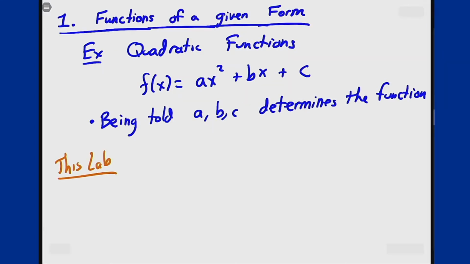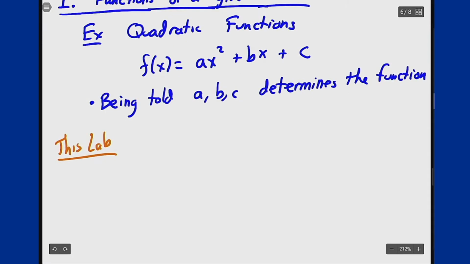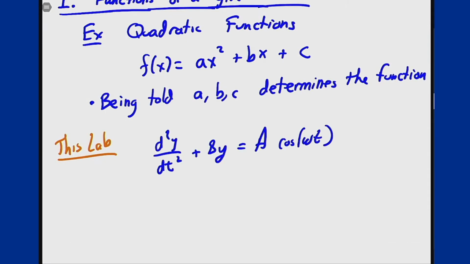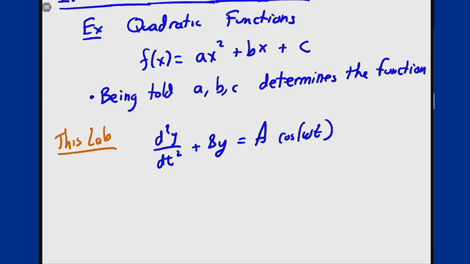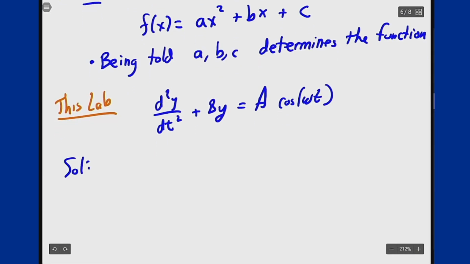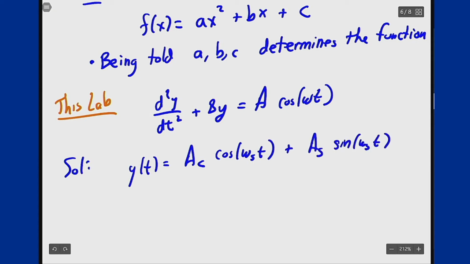So for this lab, we have a differential equation of the form second derivative of y plus b y equals a cosine omega t, and we can determine using undetermined coefficients and our normal methods for solving these sorts of equations that the solution is of the form y of t is some cosine coefficient times cosine of omega s t, plus some sine coefficient times sine of omega s t, and then plus some forcing coefficient times this cosine of omega t term.